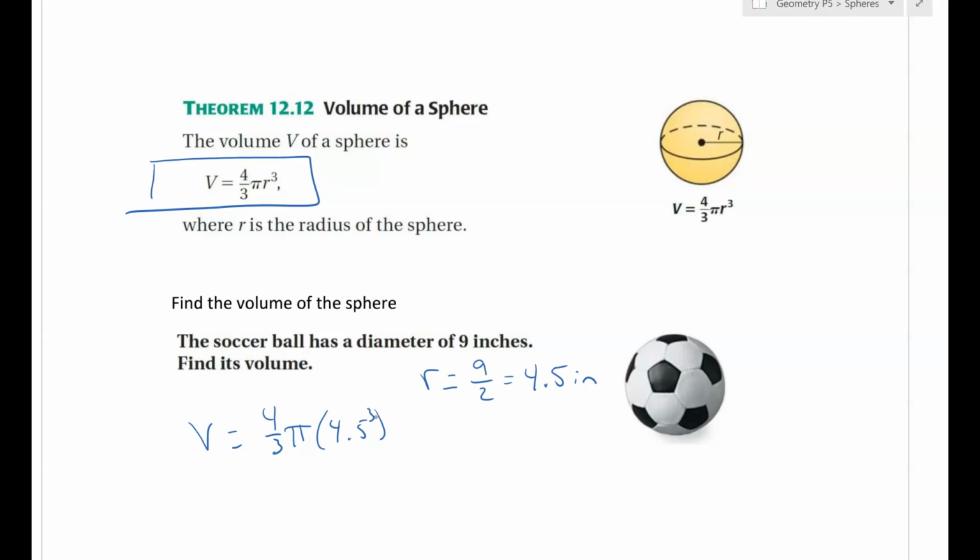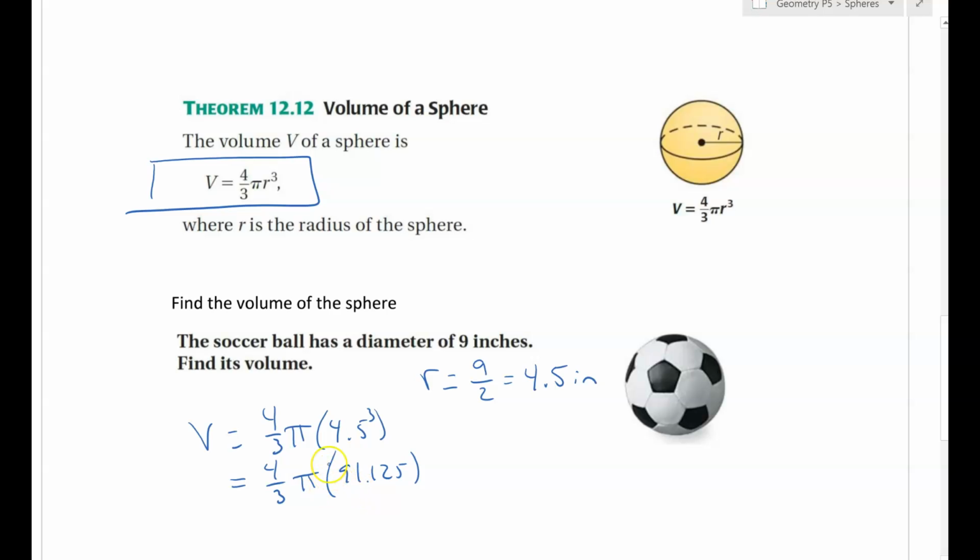If you do 4.5 cubed first, you're going to get 91.125. And I wouldn't round that. I'd keep all the decimals. Now, how do I take care of this fraction thing? Well, here's what you can do. You can go 4 times 91.125. So times by 4. And that's going to get me 364.5, and then divide that by 3.